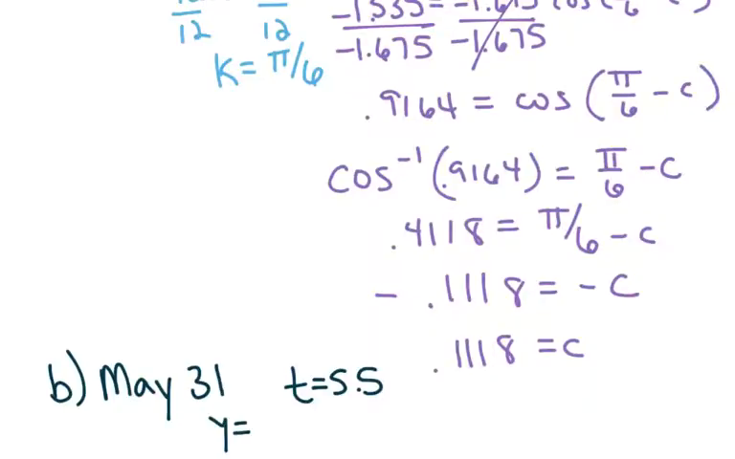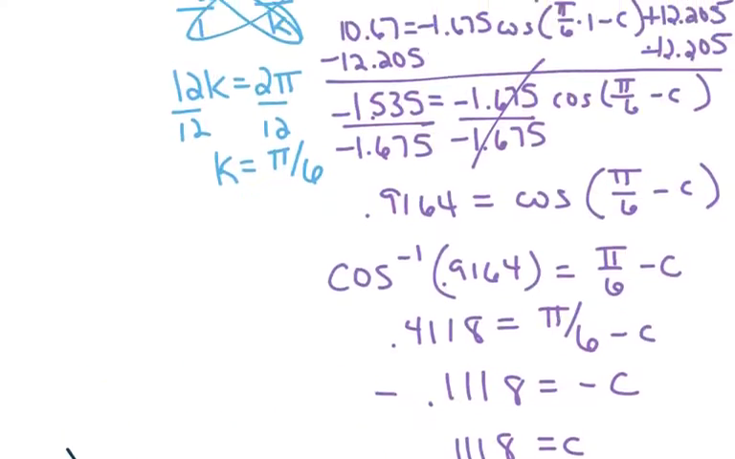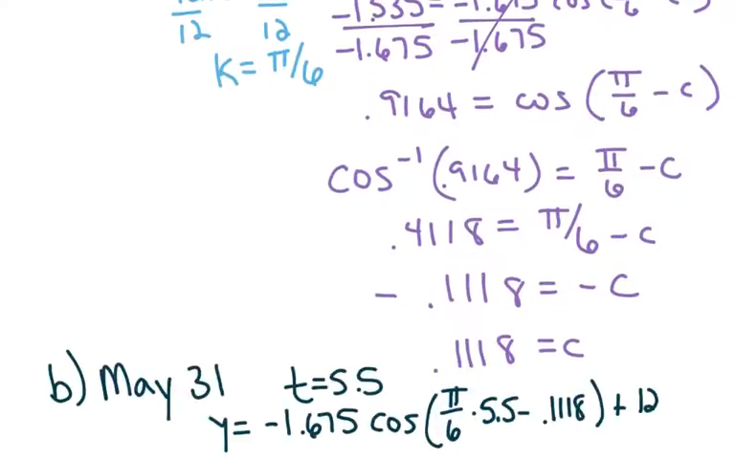So we're going to do y is equal to negative 1.675 cosine of pi over 6 times 5.5 minus 0.1118, plus 12.205. And again, you just need to be in radians to do this on your calculator, and you actually just plug it in verbatim in one full swoop and then hit enter. And if I said average monthly temperature, now that I'm thinking about it, I didn't mean that. I meant average number of daylight hours.